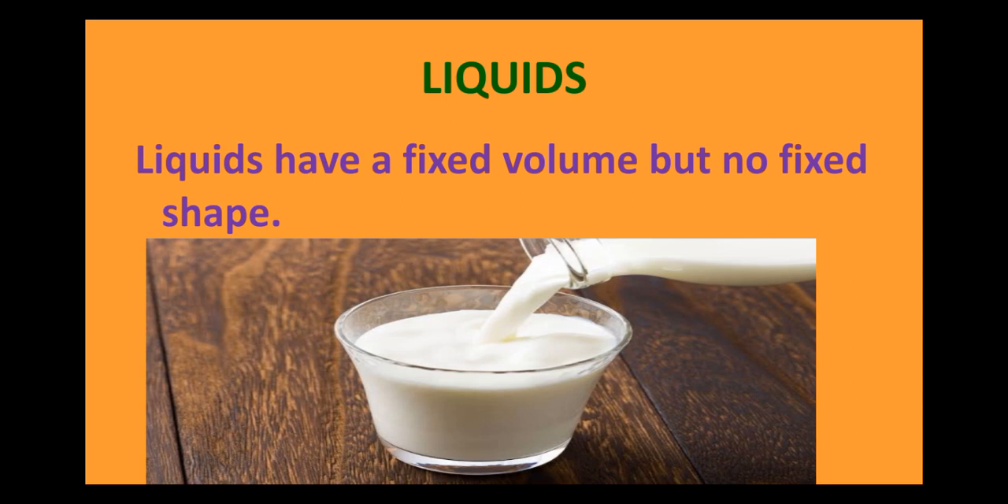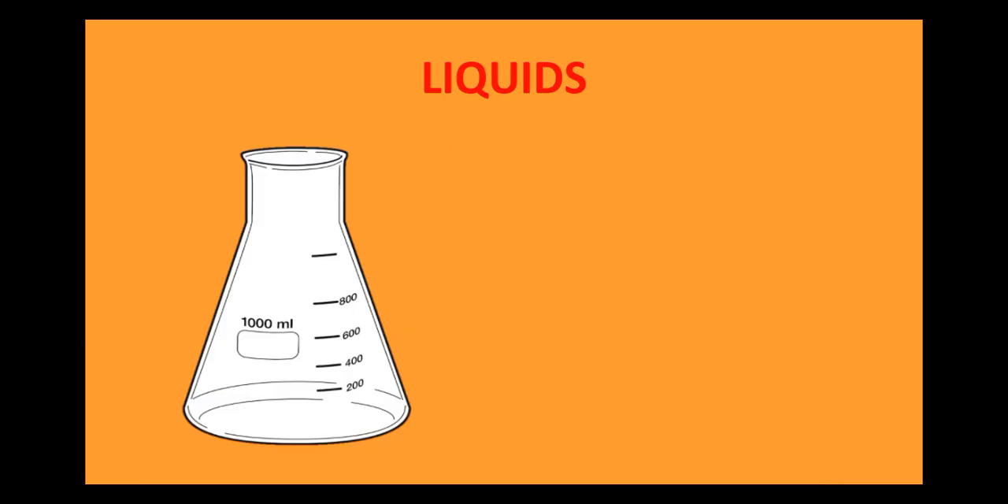However, they do have a fixed volume. Liquids can be measured using the volume. One example could be when in the evening you see that the milkman arrives in your house, he measures the milk and gives it to you, isn't it? So what is he measuring? He is basically measuring the volume of the milk. Hence we can say that liquids can be measured using their volume because liquids have a fixed volume.